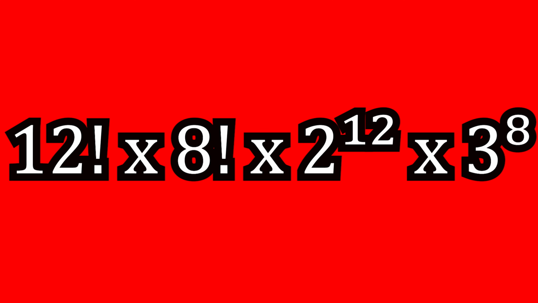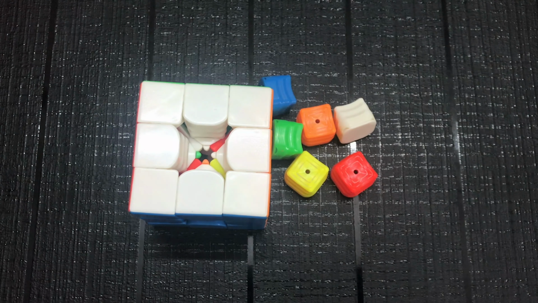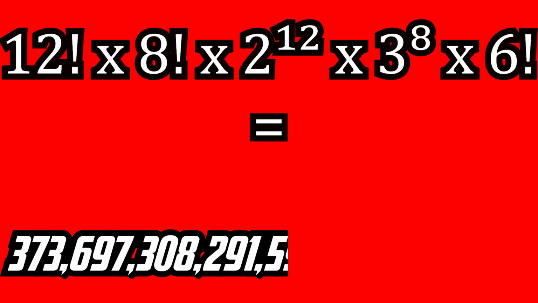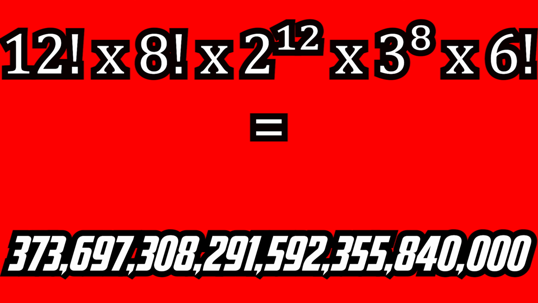If we could take the centerpieces apart, we have 6 centers, and the first center has 6 places it can go in, and the second one has 5, the third one has 4, and I think you get the hang of it. We're going to get 6 factorial. So if we multiply this formula by 6 factorial, we get 373 sextillion, 697 quintillion, 308 quadrillion, 291 trillion, 592 billion, 355,840,000 permutations. And these are the numbers we got earlier.